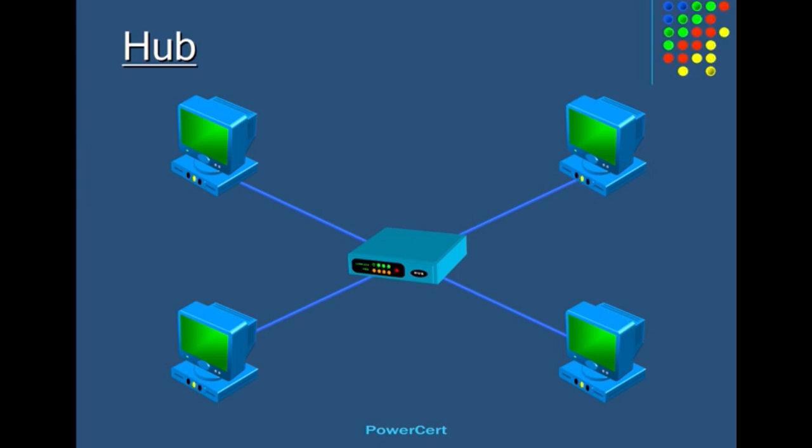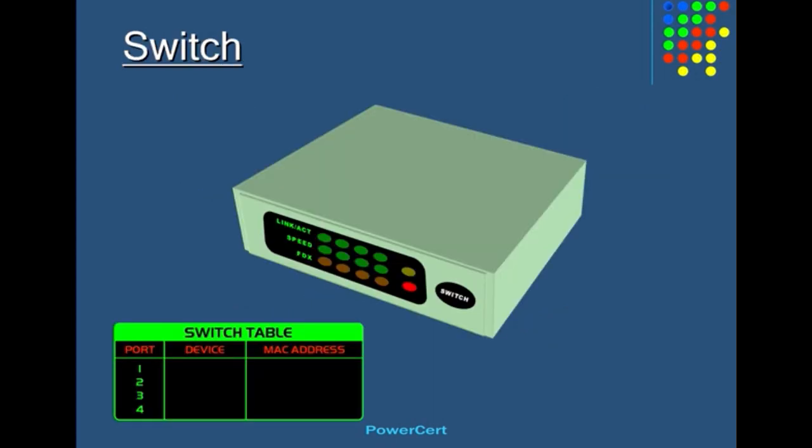So even if this computer here only wanted to communicate with this computer over here, these other computers would still receive the data, even though the data was not intended for them. So when this happens, it not only creates security concerns, but it also creates unnecessary traffic on the network, which wastes bandwidth.